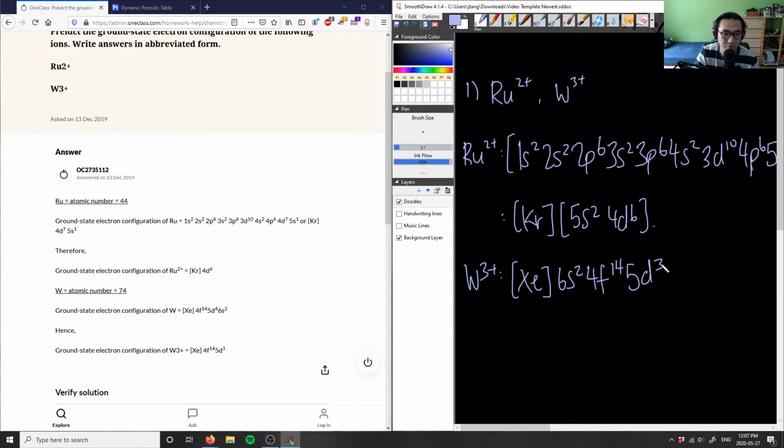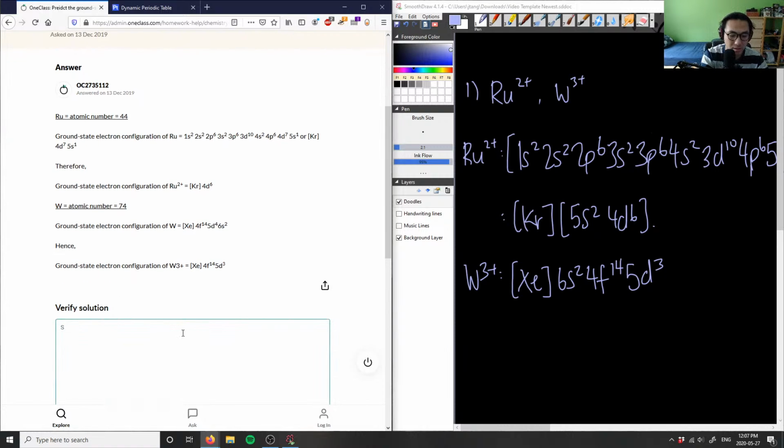And this is the electron configuration for tungsten 3+. So this solution here is correct. So these two are the correct answer. And again, the solution is great. So the solution is correct. Good analysis here.